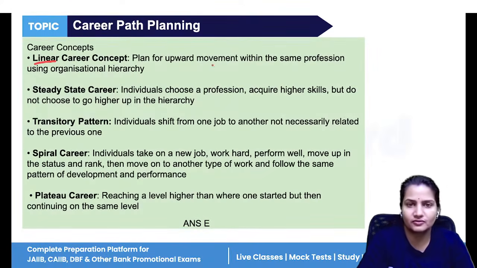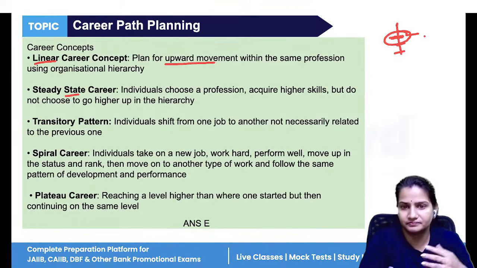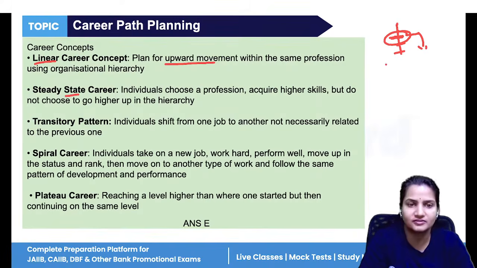All right, so linear is an upward movement within the same hierarchy. Now, what is a steady career? When you have reached this position, you don't choose to go above to the higher position. Why? Because going to a higher position not only increases your salary, but it also increases your responsibility. So that is why you choose to be stable in this position. Transitory and spiral, I told you.